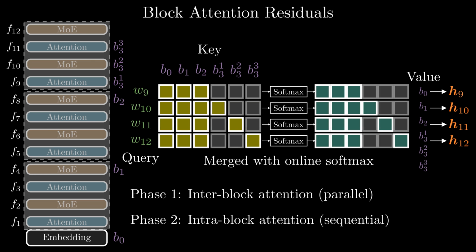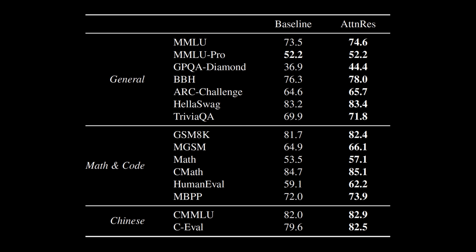These infrastructure designs enable large-scale training of models with full and block attention residuals. Here are the results based on the full Kimi-Linear 48B models. The block attention residual model improves over the baseline across all benchmark evaluations. The improvement is particularly salient for multi-step reasoning tasks.